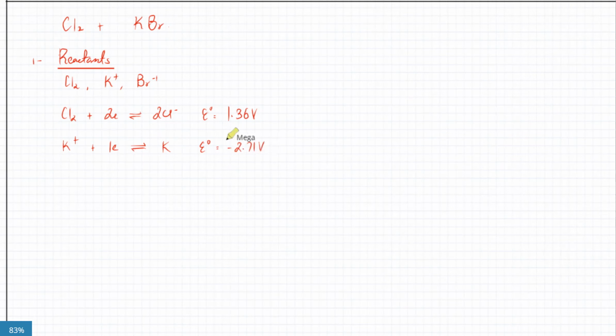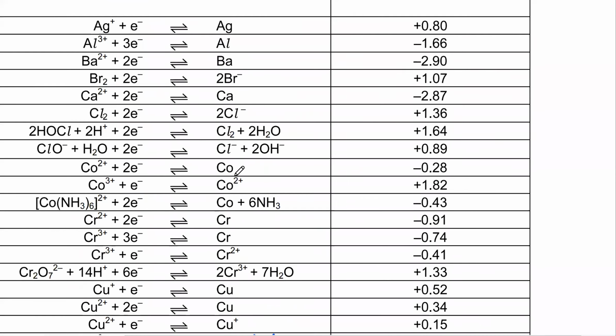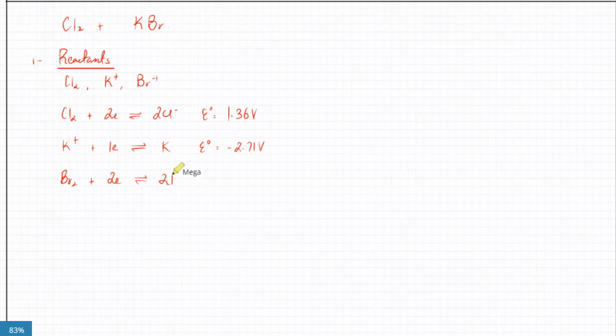And then you have a third one, which is bromine, Br -1. So you're going to look for Br -1 wherever you see Br -1. Probably in B over here. This is Br -1. So I'm going to write this electrode. It's 1.07 volts. So that is Br2 plus 2 electrons in equilibrium with 2 Br -1, and the E naught is 1.07 volts. So we have these three reactions. These are the only electrode reactions that we have.